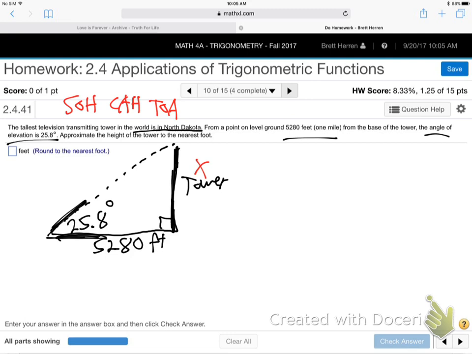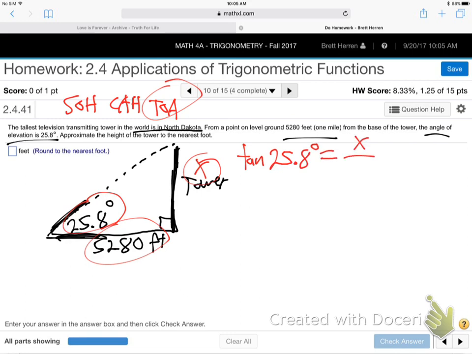We good? So what trig relationship involves the 25.8, the x, and the 5280? Tangent again. It seems like it's always tangent. I don't know why. So the tangent of 25.8 degrees is x over 5280. This is opposite over adjacent, right? Good like that? So how do we solve for the x?